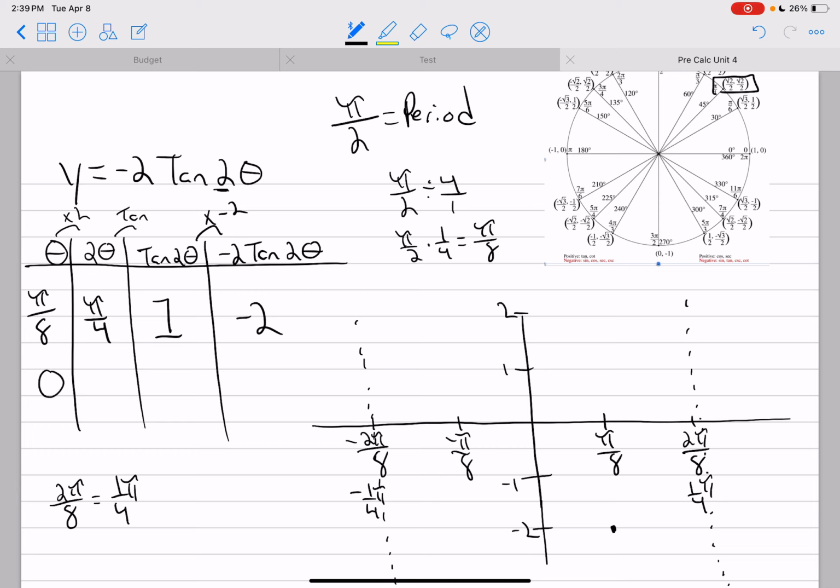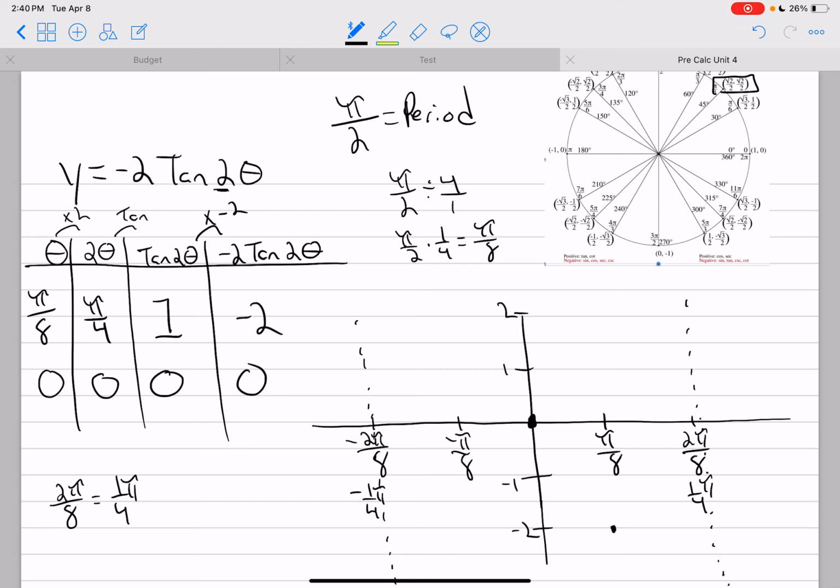Let's do an input of 0. 0 times 2 is 0. The tangent of 0, you should know, is 0. And 0 times negative 2 is 0. Oh, snap. Input of 0, output of 0.